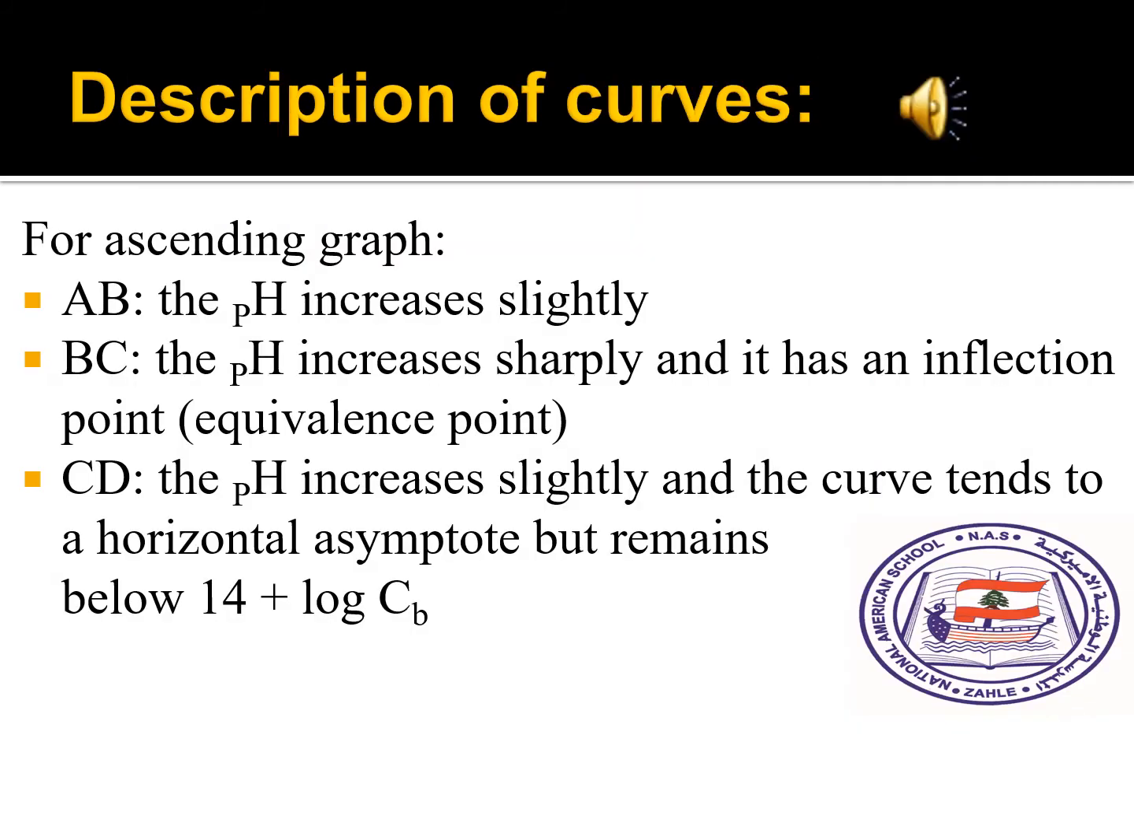Let's describe the two curves, please. Let's start with the ascending graph or curve. Part AB, the pH increases slightly as seen in the previous slide. BC, the pH increases sharply, and it has an inflection point, which is the equivalence point. And CD, the pH increases slightly again, and the curve tends to a horizontal asymptote but remains below 14 plus log concentration of the base.